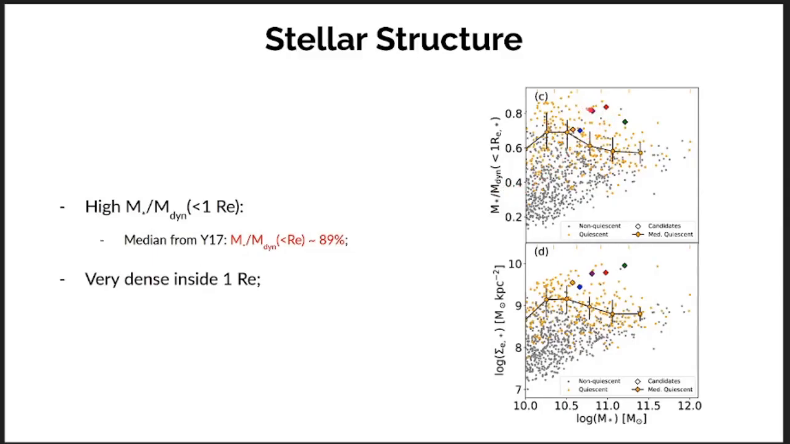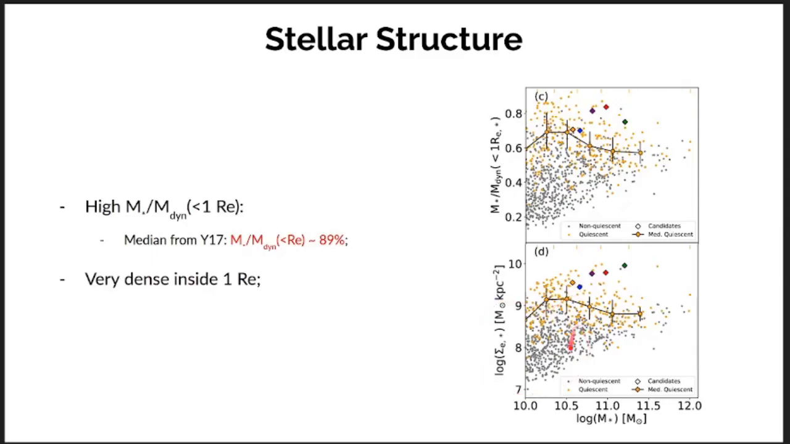And here we see the fraction of the green and red galaxies in our sample being very high, about 80%, which is similar to the median of Yildirim in 2017, which is about 89%. So it's a good sign that these objects can be good relic analogues.